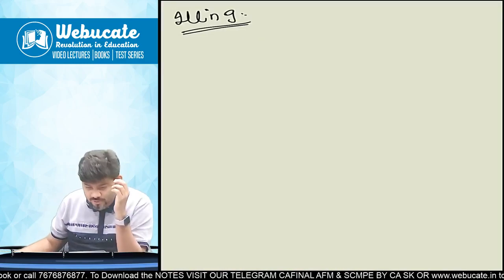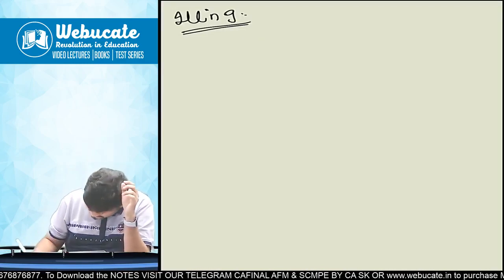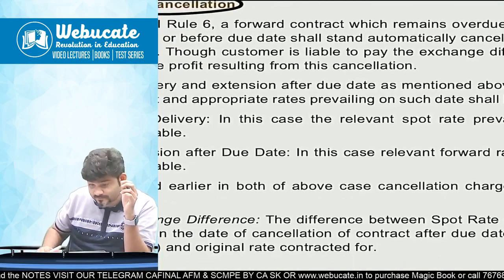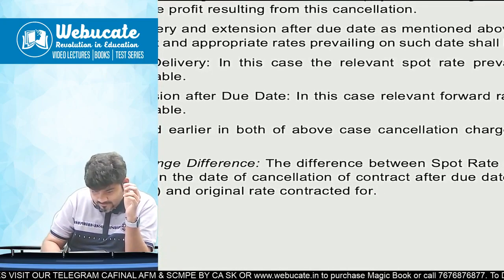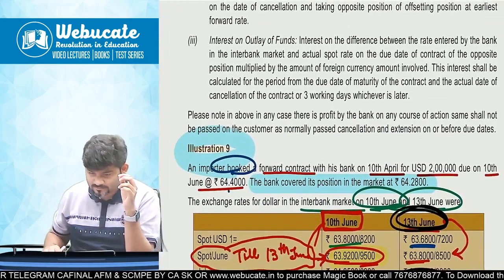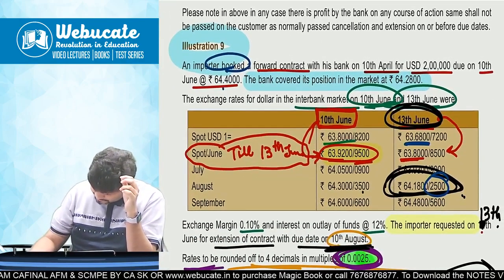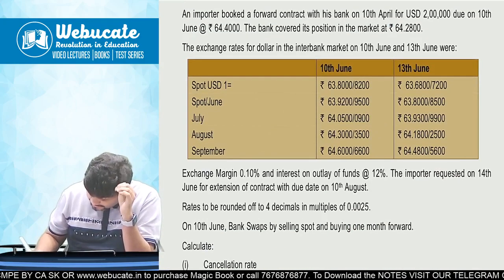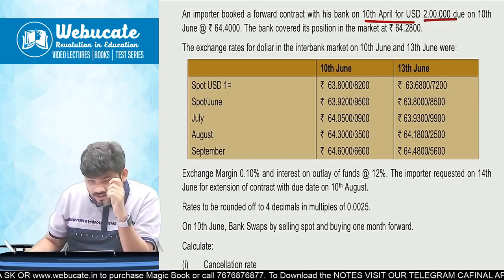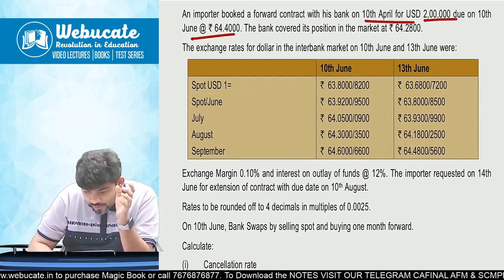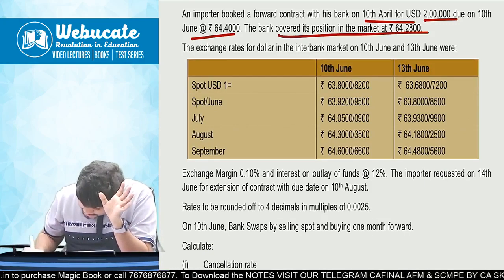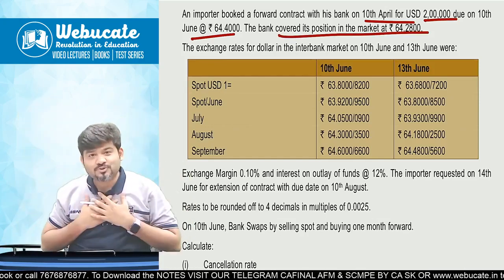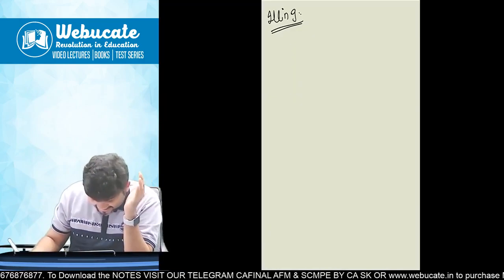Chalo, now we are coming to illustration 9. Focus, okay? An importer booked a forward contract with his bank on 10th April for US dollar 2 lakh due on 10th June at the rate 64.24. The bank covered its position in the market at 64.28. Wait. First two lines we have understood. It is better that we write it down.